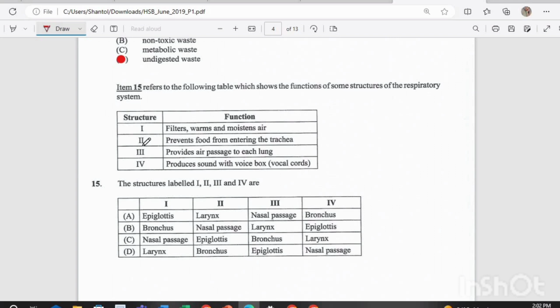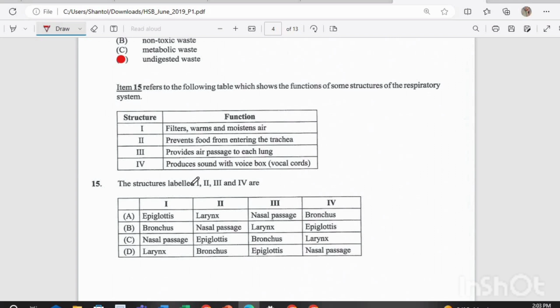Structure 1, 2, 3, and 4. Structure 1 filters and warms the moistened air. Structure 2 prevents food from entering the trachea. Structure 3 provides air passages to each lung. And structure 4 produces sound with the voice box or vocal cords. Now guys, there's a trick to answering such questions. Just look at the part that you know already and then see if it matches up in this answer.